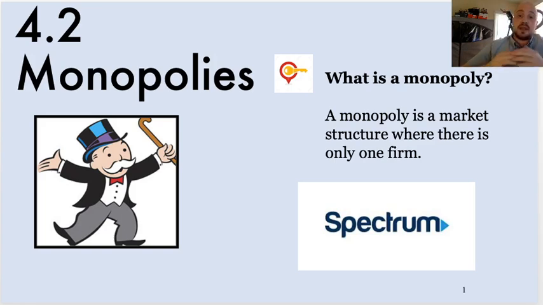A monopoly, right, is a market structure where there's only one firm. Down here in the Rio Grande Valley, you only have one option for internet access, and that's Spectrum. Okay, and so Spectrum is an example of a monopoly where if you're going to get internet, unless you're getting it from your phone, if you want wired internet to your home, you got to go through Spectrum.